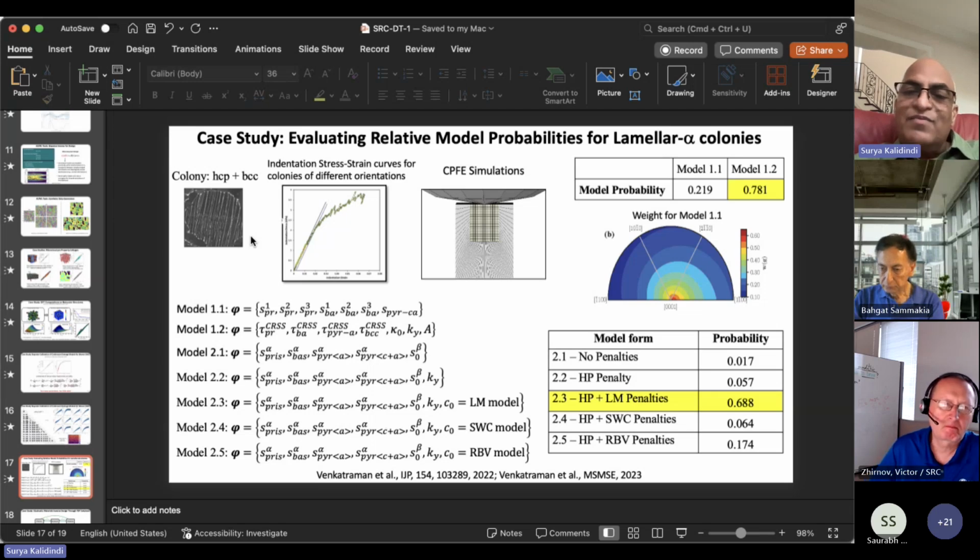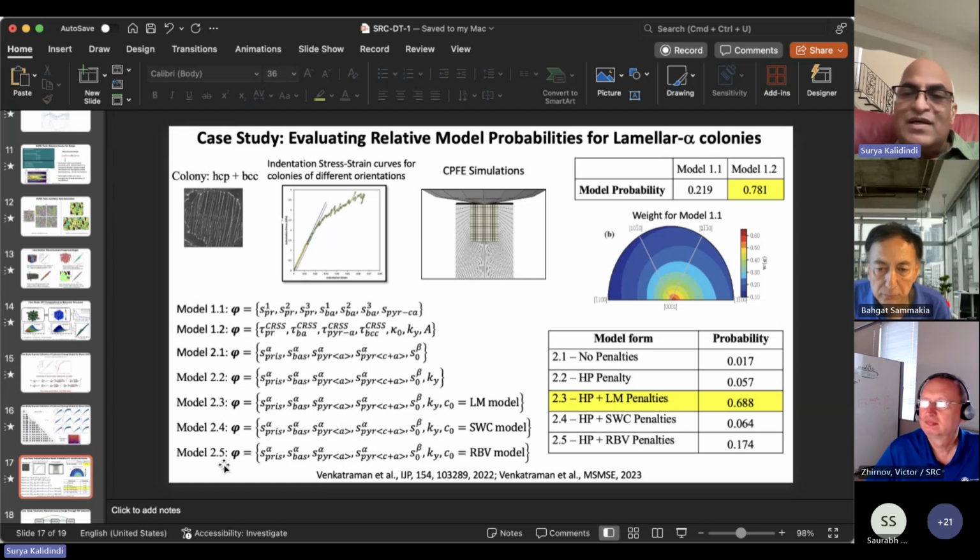And essentially, we are able to say that for this grain level, all of them are colony models, lamellar colony models, all of them, models 1.1 to 2.5. They're all from literature. None of them is our model, so we don't have any bias. And using that one consistent experimental data set, we're able to say these models win.